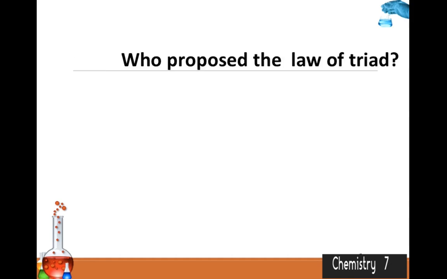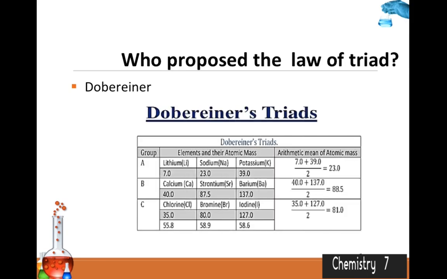Who proposed the law of triad? Dobereiner arranged similar elements in a group of 3, or triads, in the increasing order of their atomic masses. He observed that the atomic mass of the middle element is nearly equal to the average atomic masses of the other 2 elements. For example, the atomic mass of sodium is equal to the average mass of lithium and potassium.